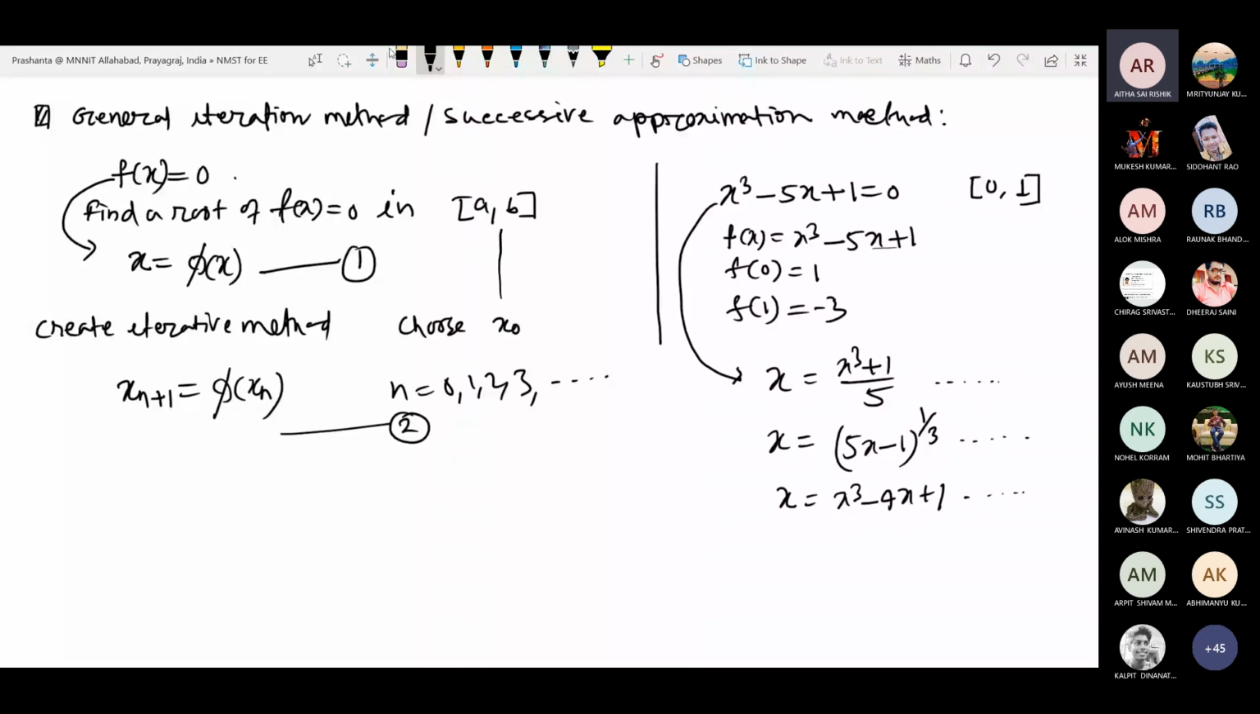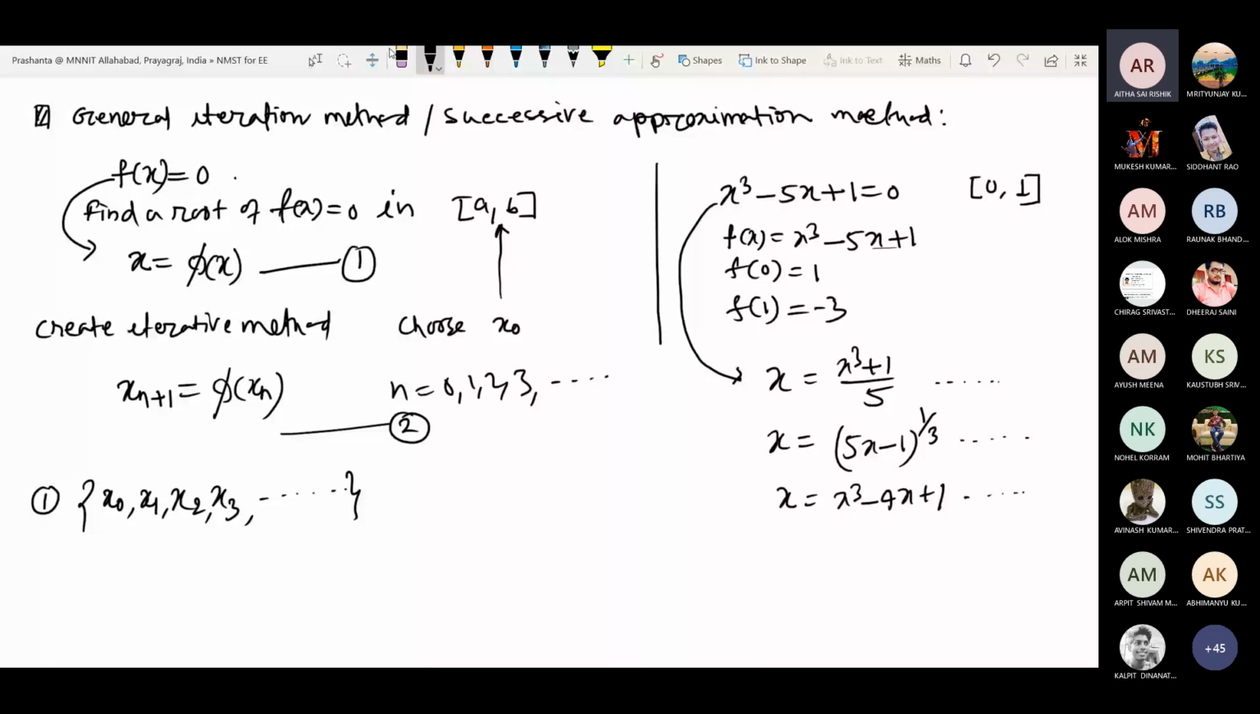Now the question is, the points which you are getting, the sequence of points. The sequence of points are what? x naught, x1, x2, x3, and so on. Is it not? So normally what happens? This sequence of points converges to the root of the equation in the interval a comma b.